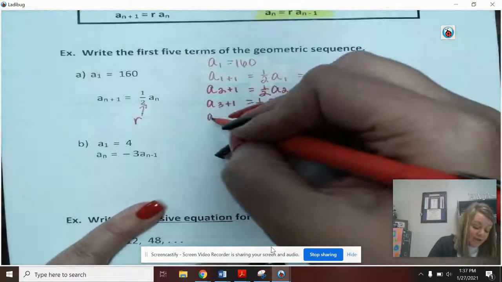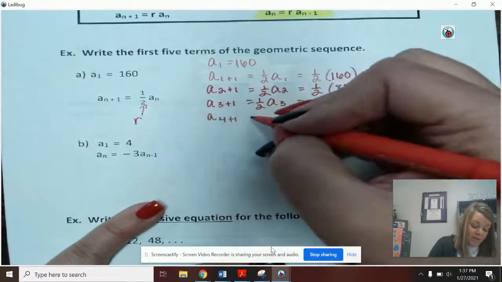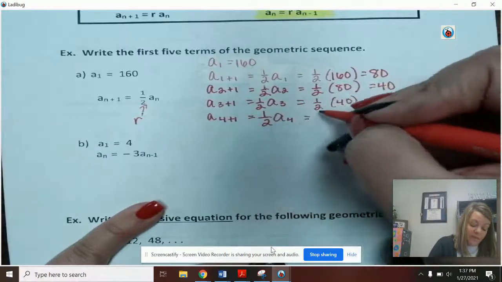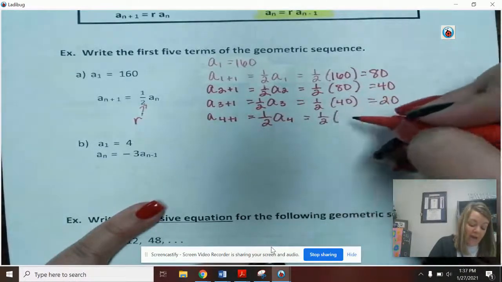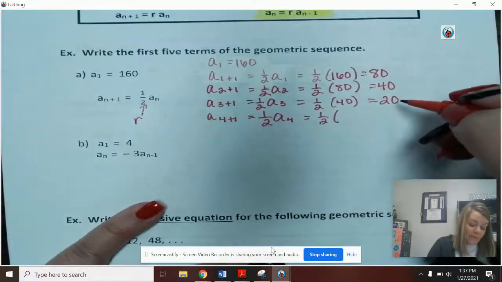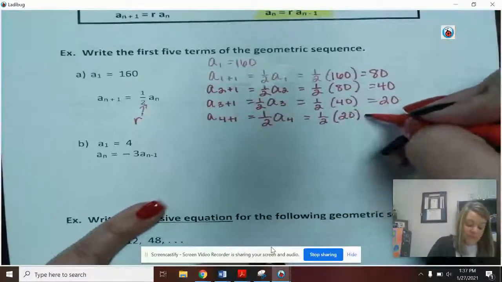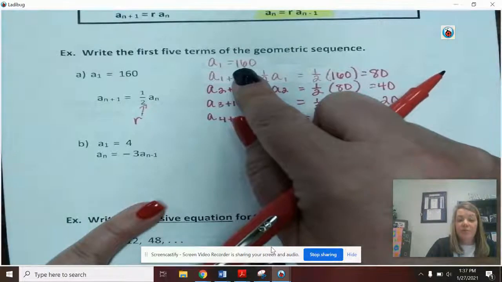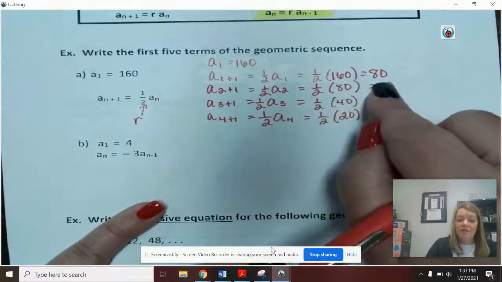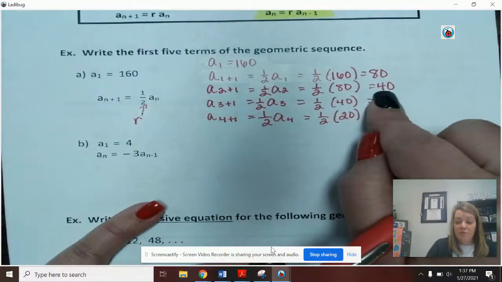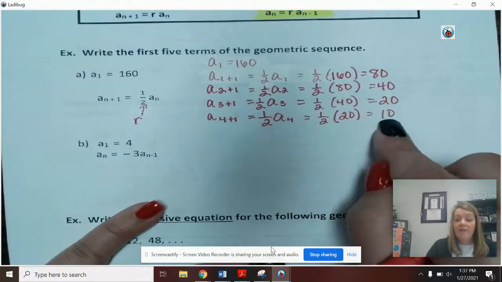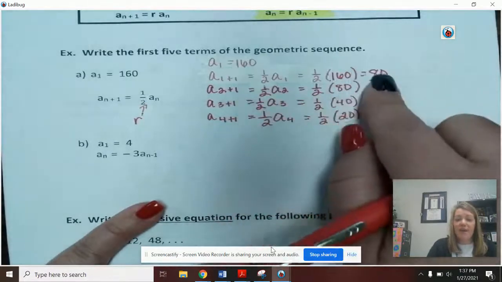I can do a sub 4 plus 1 is 1/2 a sub 4, which is half of 20, which is 10. So there's the first term, a sub 1, second term, a sub 2, third term, a sub 3, fourth term, a sub 4, fifth term, a sub 5. So there's the first 5 terms.